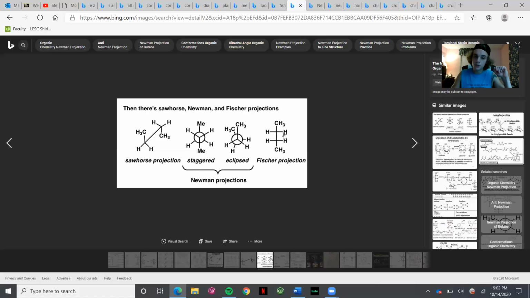So this Fisher projection is showing this exact molecule in the same spatial configuration as the eclipsed Newman projection. But this sawhorse projection is showing it in the same spatial projection as the staggered Newman projection.